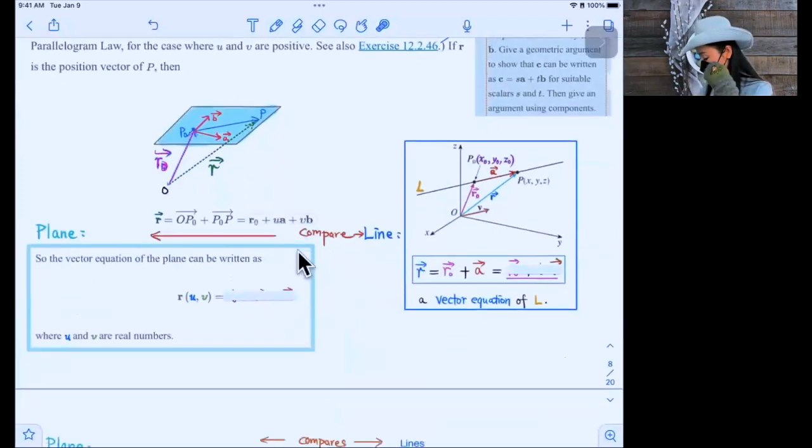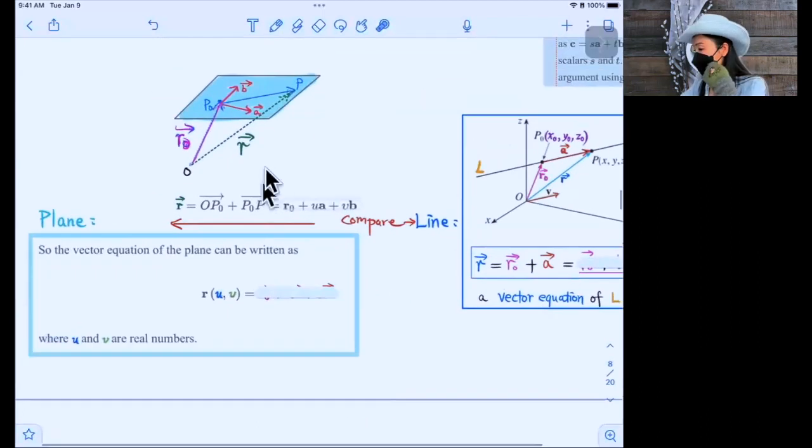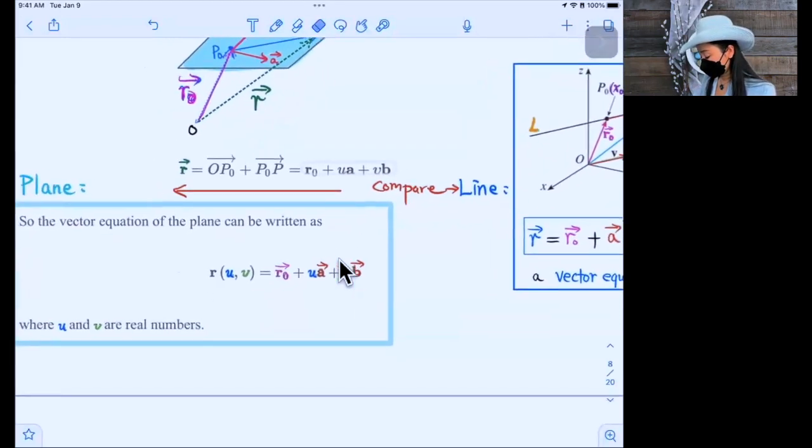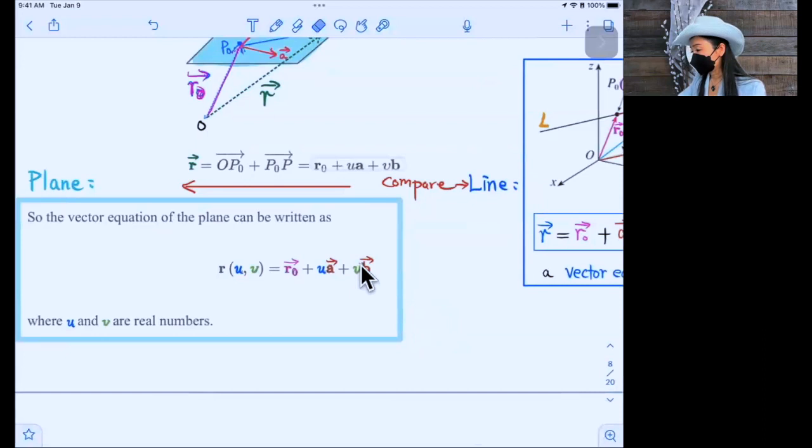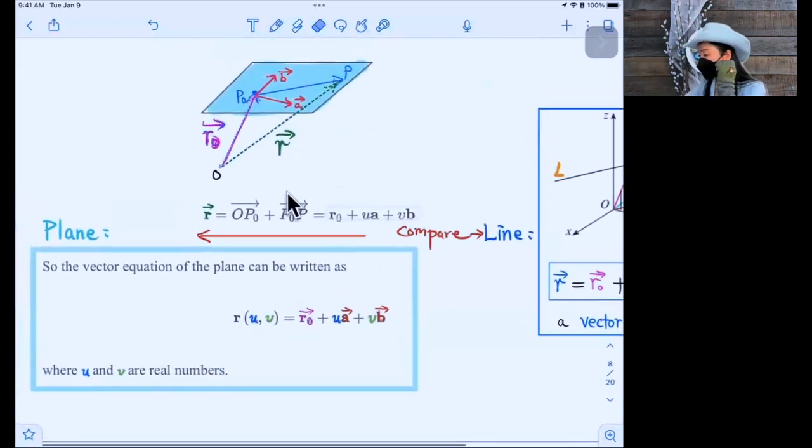Now we're going to write it down. So there's R of U and V. So you have two parameters, one is the U and the other one is the V. So this one says that if we know the position vector for this point on the plane, and if you know two vectors on the plane, then you can represent the position vector of any point on the plane this way. And you have two parameters, one is the U and the other one is the V.